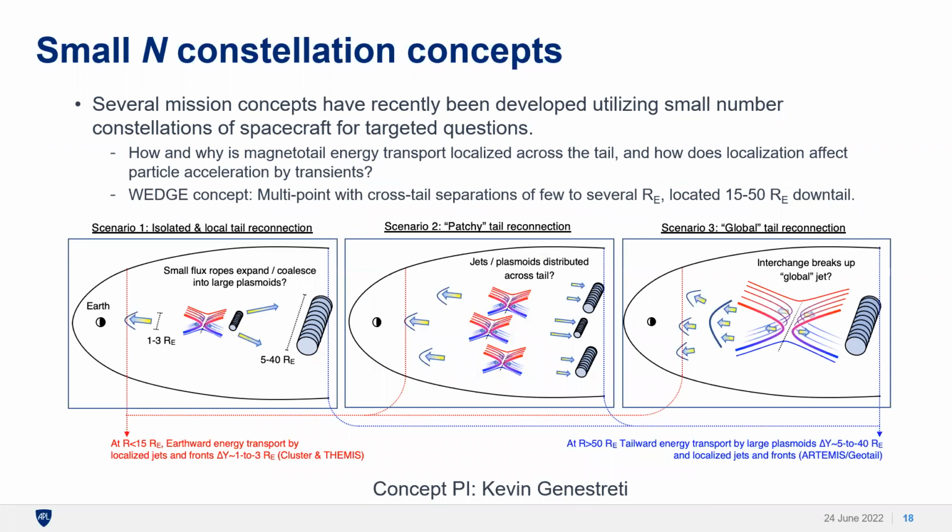There's also, if you want to look at more magnetotail dynamics, if you want to know how and why magnetotail energy transport is localized across the tail and how this localization affects particle acceleration by transients, this is also a problem that intrinsically you just can't do with only a single-point measurement. You need multi-point. And so there's the WEDGE concept being put forth by Kevin Genestretti, which would be a multi-point cross-tail set of spacecraft with separations of several RE located about 15 to 50 RE down tail. This would allow them to start to detangle which of these scenarios of tail dynamics really is the one taking place.